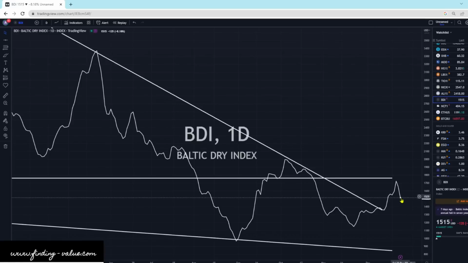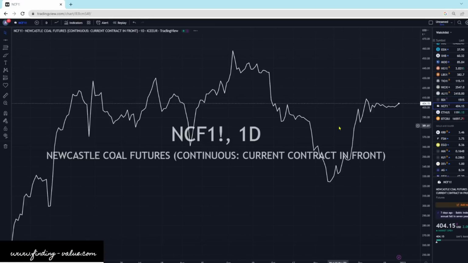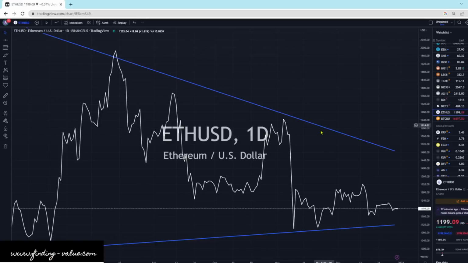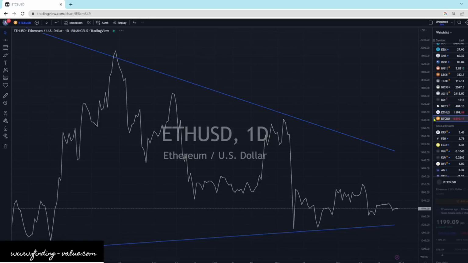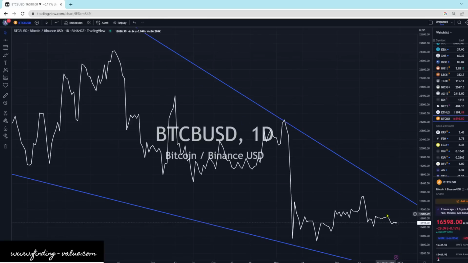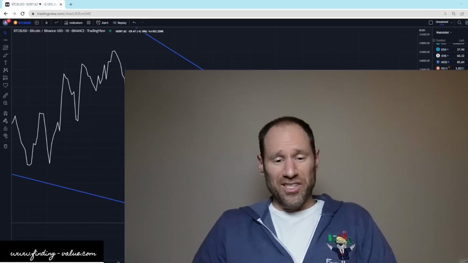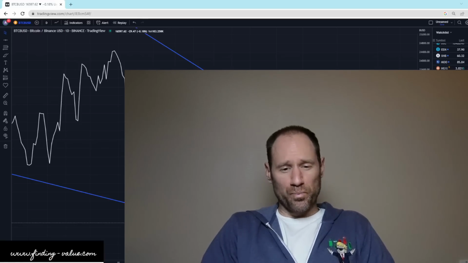Baltic Dry Index, I don't think this is updated. This says Friday the 23rd. I don't know why it's still there, but that's Baltic. We've got basically the coal futures just moving sideways underneath resistance. So we've got a little bit of resistance there. And then Ethereum slightly lower with Bitcoin slightly lower, and there's no updates there. It's just moving sideways. So that's the last trading day of 2022.